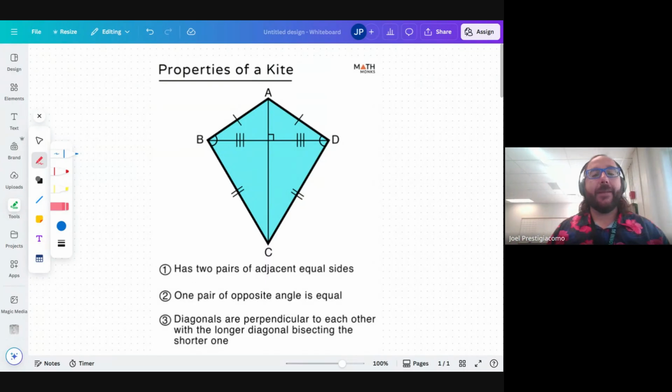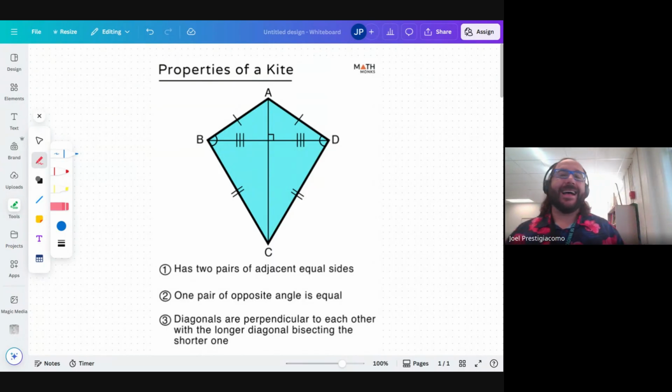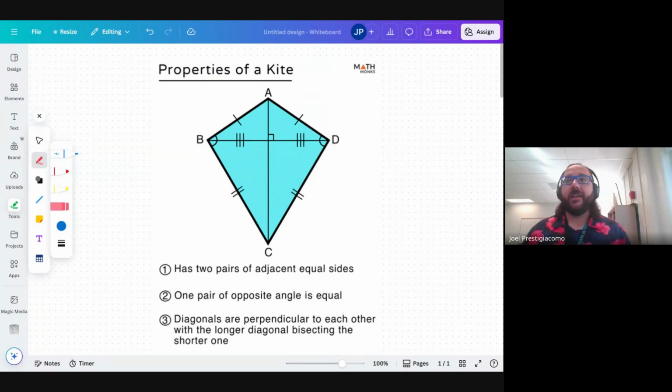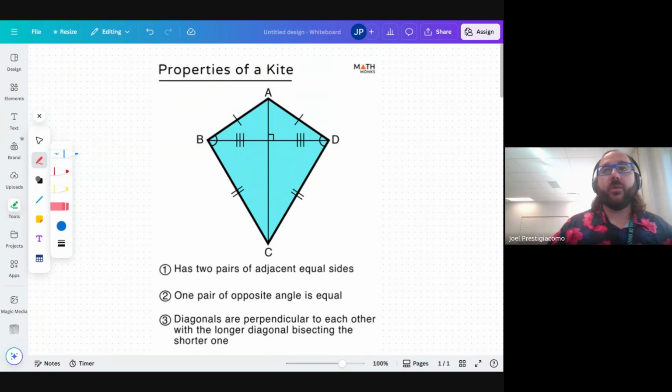So kites are a type of quadrilateral that is a bit different than what we've seen before. It is not a parallelogram, right? So we don't see opposite sides being parallel to each other. What we do see is, again, a shape that looks like a kite to us. The word kite came before the figure, I would assume. But anyway, it says it has two pairs of adjacent equal sides, right?